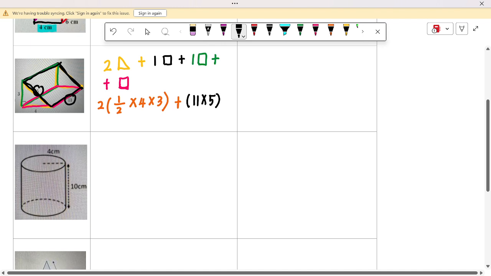Next one, plus the green one is the side here. So the side here will be 3 and 11. Plus the last one at the bottom. The bottom one will be 11 times 4. That's all the surfaces that you can see in a prism, and you can calculate your answers.